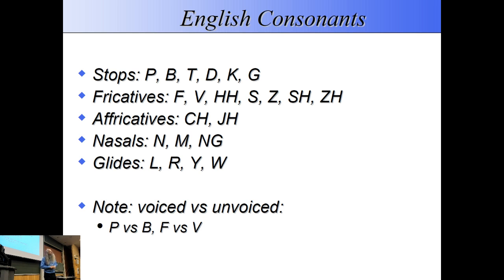And they're called stops because you stop the air. So if you think about a t, there's a silent bit before the t, and then there's a burst of air. So it's not a continuous thing that you're saying. When you're speaking and you say "ata", a, t, a, there's a silence and then there's a t. So it stops, and that's why we call it that.